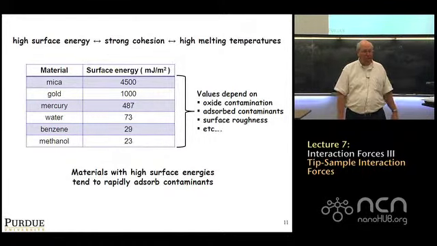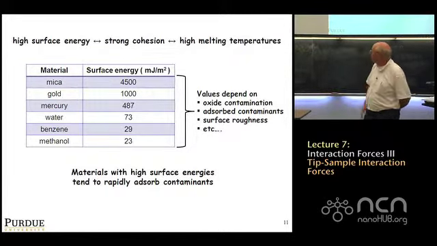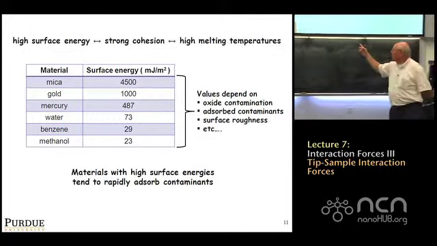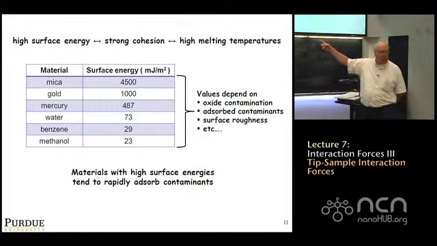If the solid is not smooth and is porous, that would become more complicated. The values that you get are very, very sensitive to surface contamination, adsorbed contaminants, and surface roughness. So if the surface is rough, you could get a different apparent surface energy than if the surface is smooth. So I think measuring these quantities and getting reliable numbers is difficult.